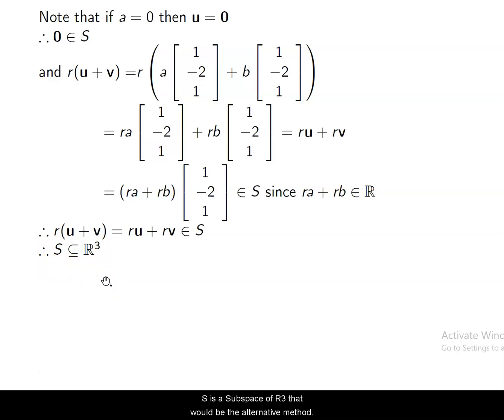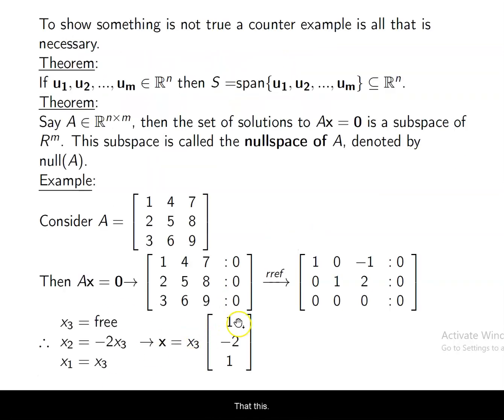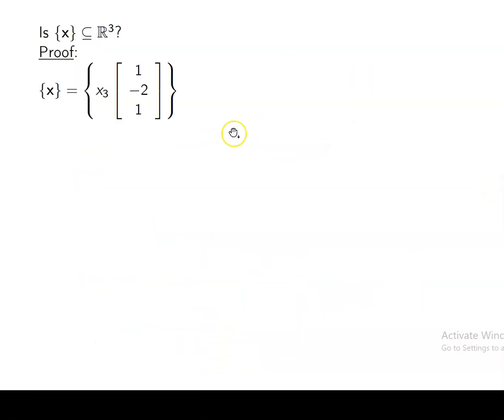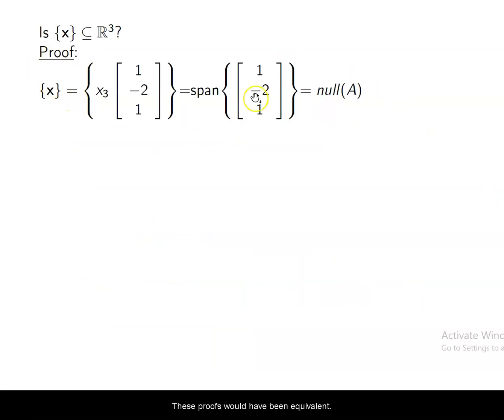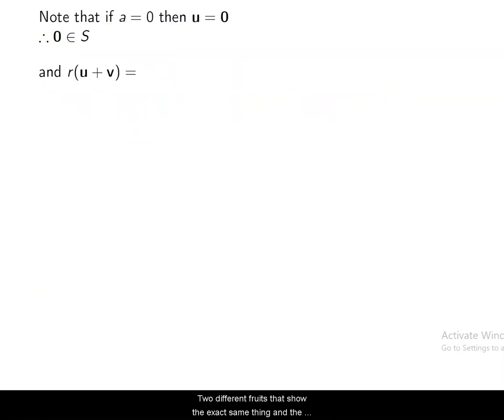So that would be the alternative method, something that I would have expected you guys to do if I had asked you to show that this is a subspace of R3. Okay, I would not have expected you to notice, like, oh, it's a null space, and we just had a theorem that said the null space is a subspace, therefore it's a subspace. I would have expected you to go ahead and do the full proof, because that's kind of what we're conditioned to do at this point. Although at this point, I would have taken either one of these proofs would have been equivalent, right? So again, 2 different proofs that show the exact same thing.